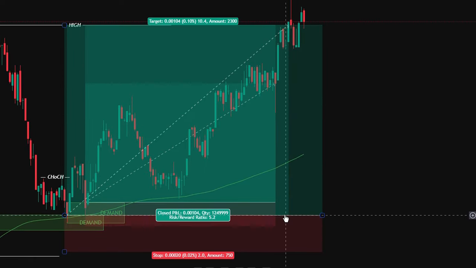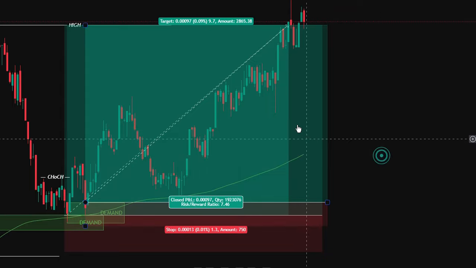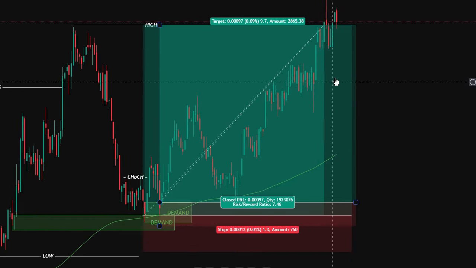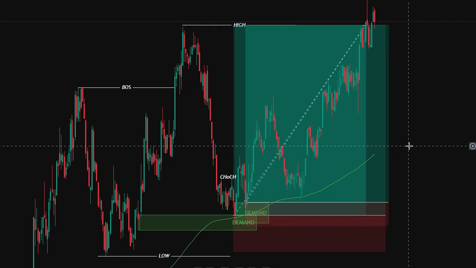So you can see these two trades, the first one and the second one, both have been successfully played out and hit the target. This is how imbalance and FVG trading works. If you combine both of them, you can make a good trade, and you can increase your win rate and your risk reward ratio, and find a lot of other things there.